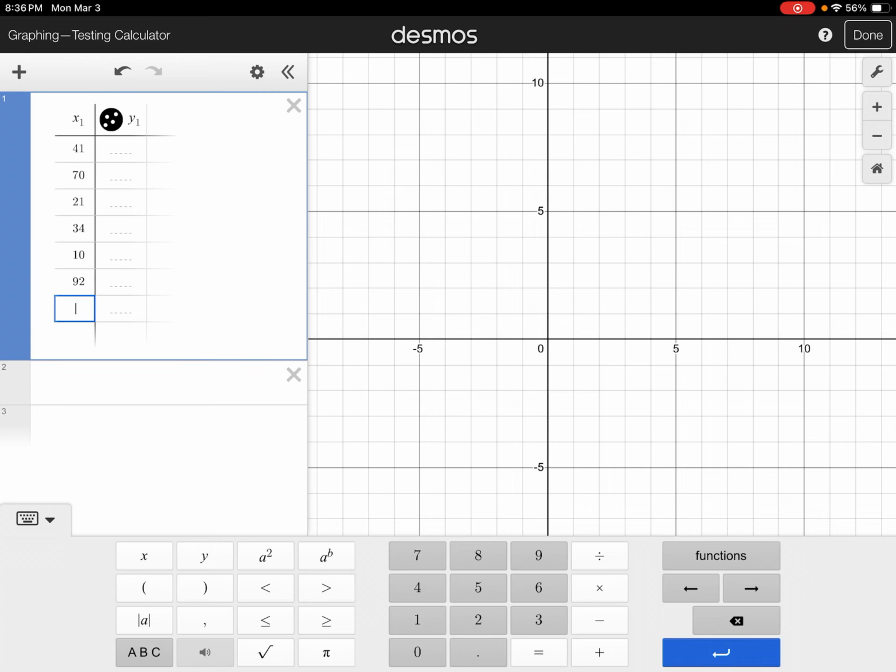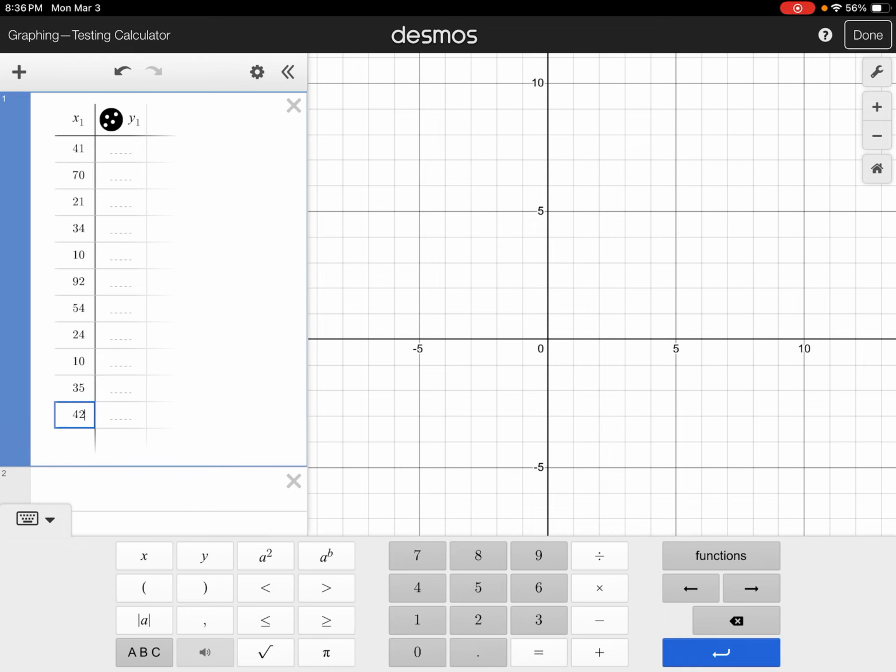34, 10, 92. And you got to be careful if any of your numbers get off track or you enter one wrong number, right? It's going to throw everything off. So you want to be super careful. I always double check mine before I move on to make sure I didn't make some silly typing mistake. 24, 10, 35, 42. Okay, that looks good. Now I'm going to go put in all the Y's, making sure they match up with their X's. I don't want to get off track.